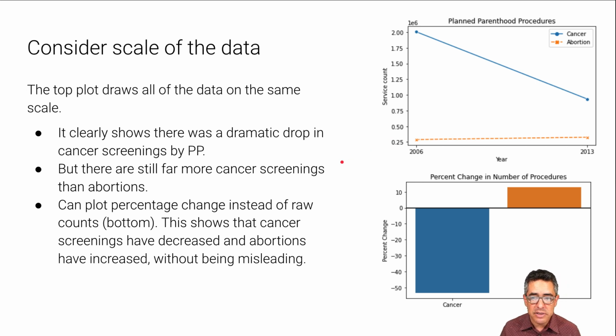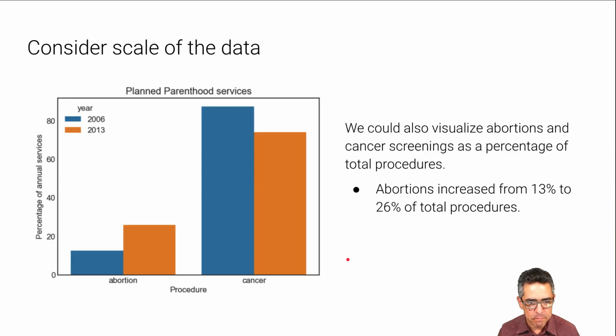Now, if one wants, for example, to show these relative increases and decreases, then it would be much more appropriate to show, for example, the percent change in these types of procedures, and to show the fact that abortions went up by more than 10%, and that cancer screenings went down by a little bit over 50% in that period. And that definitely is a contrast between what happened to these 2 services between those 2 points in time at Planned Parenthood, which is faithful to the data.